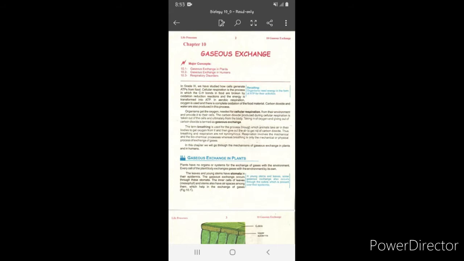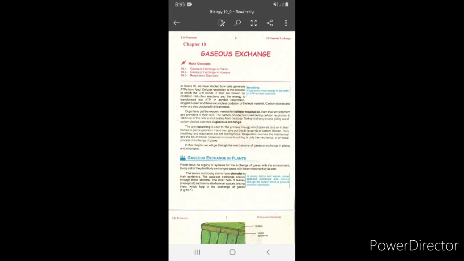In this chapter, we discuss 3 or 4 terminologies related to gaseous exchange. Number 1 is cellular respiration, second is breathing, and third one is gaseous exchange, which is the name of the chapter. Cellular respiration is basically a process in which the CH bonds in food are broken by oxidation reduction reaction and energy is transformed into ATP.